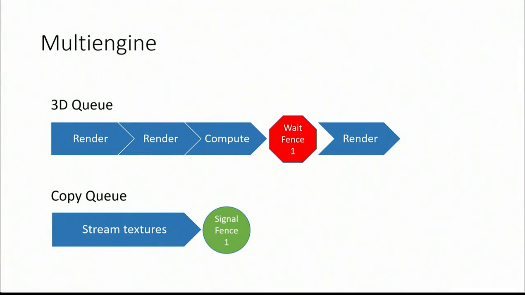So in the example you see on screen here, the signal happens if you follow time left to right. The signal happens before the fence, so that fence actually turns into almost nothing in terms of overhead. There's very little GPU and CPU time spent on that fence. So the 3D queue just proceeds because the streamed texture is already in place.